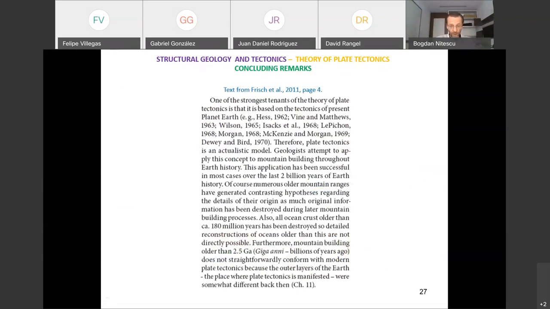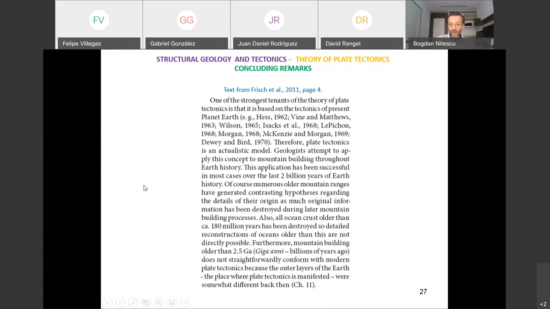But I want to finish, and I'm going to finish now. In 2 minutes, I'm finished. These are the concluding remarks. I took it as a text from a book on plate tectonics, but I think it's very good for you to think and to keep in mind something, because you'll see later when we discuss Precambrian tectonics that it is reflected exactly what these authors say here. Basically, they say that the theory of plate tectonics is what they call an actualistic model. Basically, that means it is based on the observations of the present.